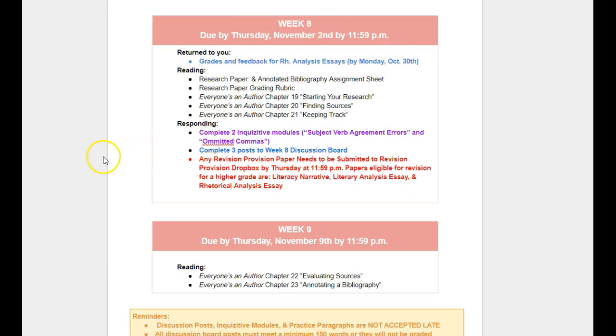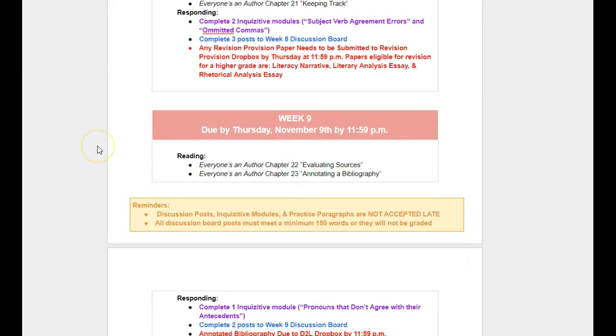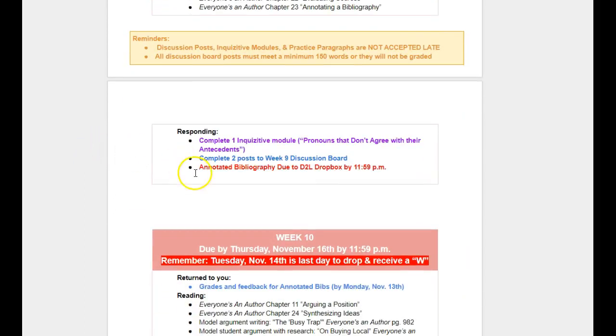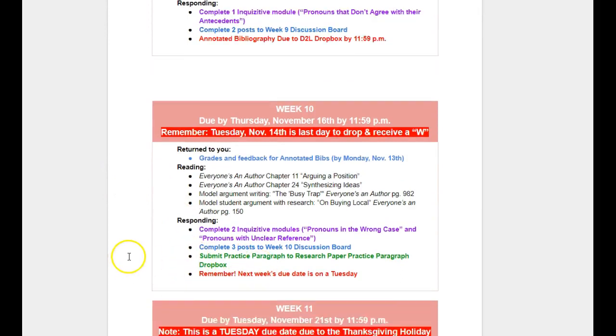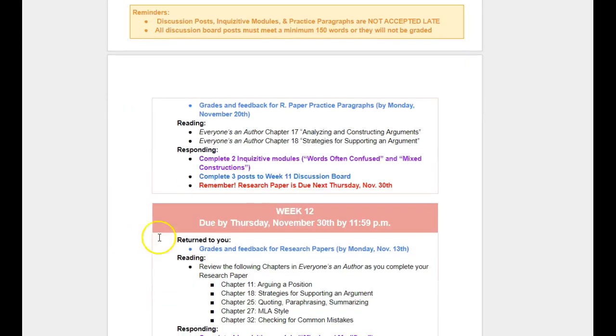Now, this is the course calendar of assignments for the 14-week class. If you are taking an 8-week, a 12-week, or a 3-week mini-mester, your assignment dates may be slightly different. But it's important that you consult your course calendar of assignments so that you can scroll through and find out when annotated bibliographies will be due, when practice paragraphs will be due, and when ultimately your final research paper is due.